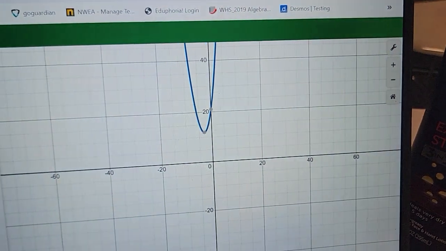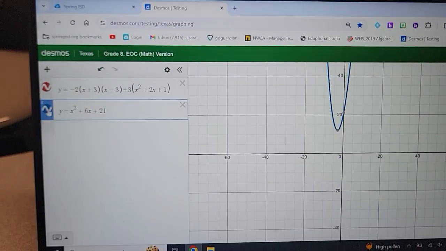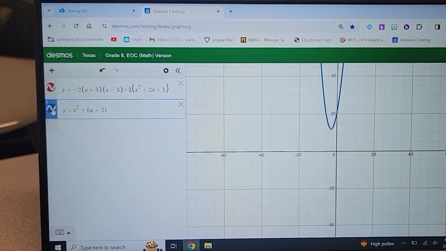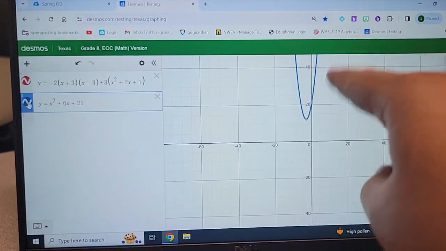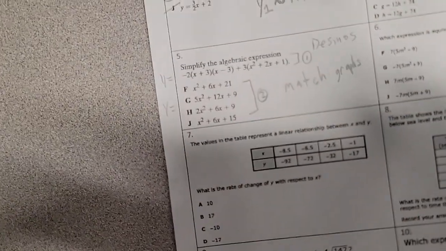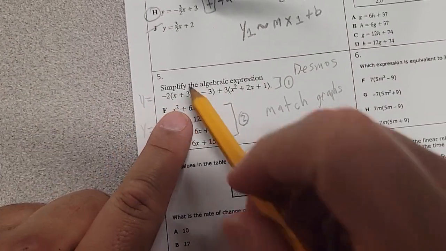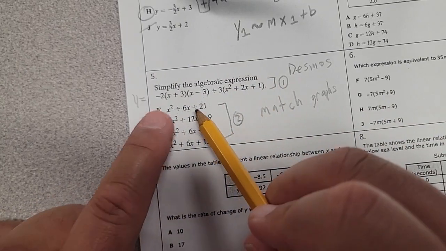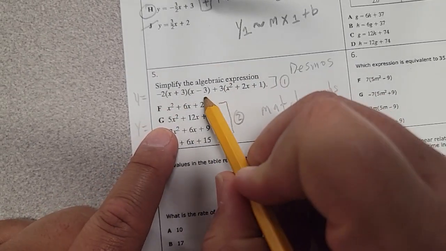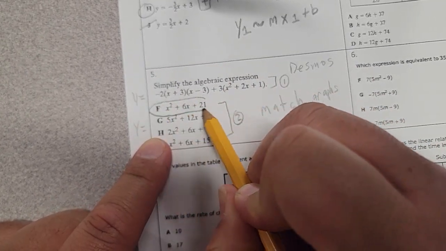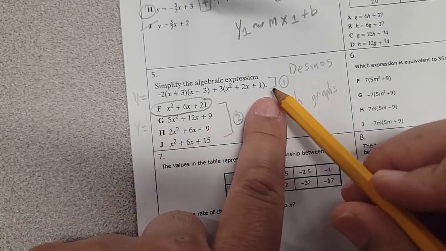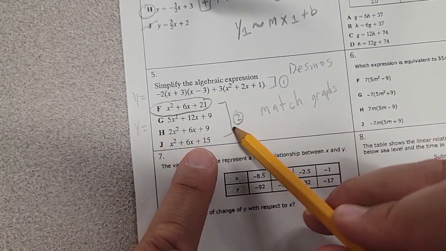Here, watch. I'm going to turn it off, turn it on. Turn it off, turn it on. Once they match the same graph, that means that these are equivalent, all right? And that's what it's asking for. Basically, when you're simplifying it, when you do all the math here, that means that this is the simplified version, right? So put it in y1, try each one of these in y2 and see which one matches.